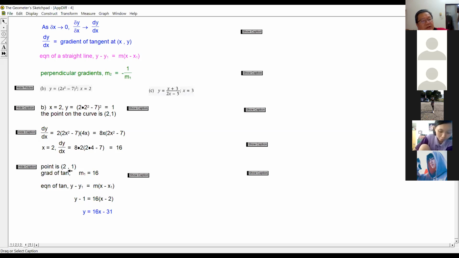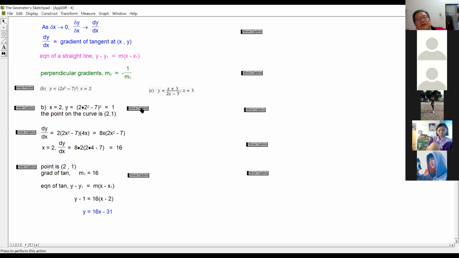The point, I just quote from above, is (2, 1). The gradient of tangent, m1, is 16. So making use of these two, the point and the gradient, substitute into the equation, and you can find the equation of tangent. This part, Liu Ying, is still correct.